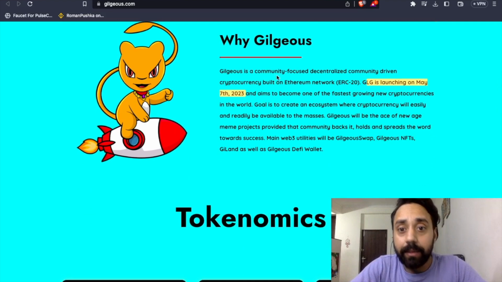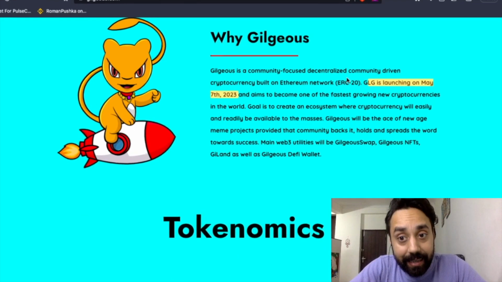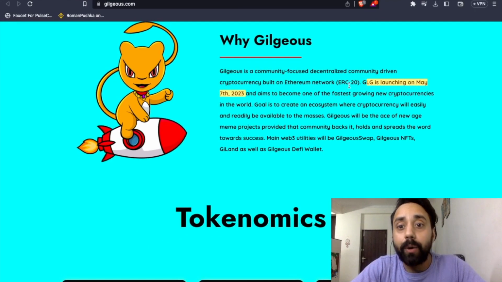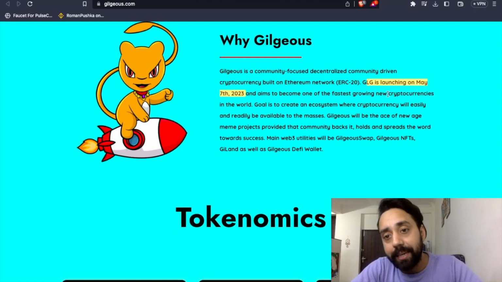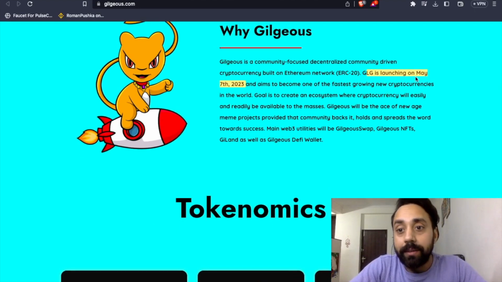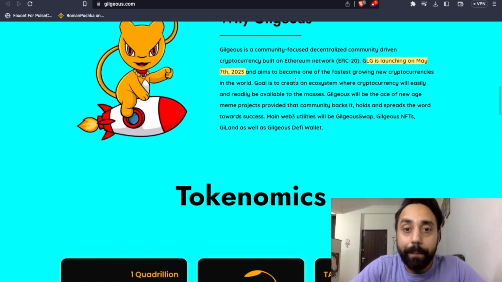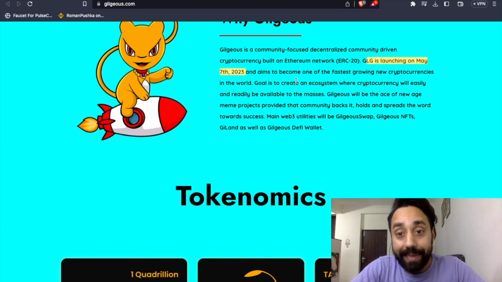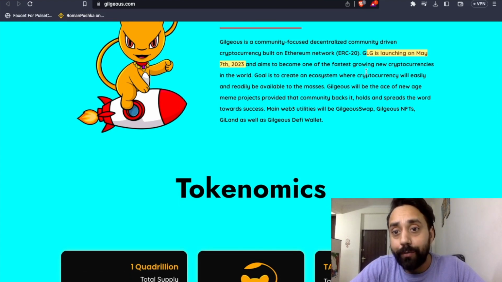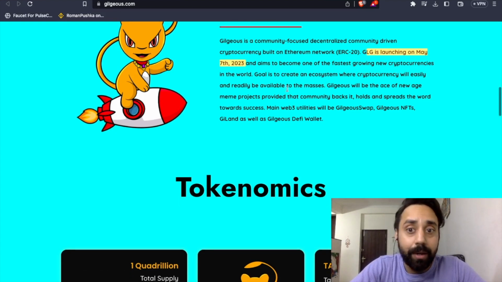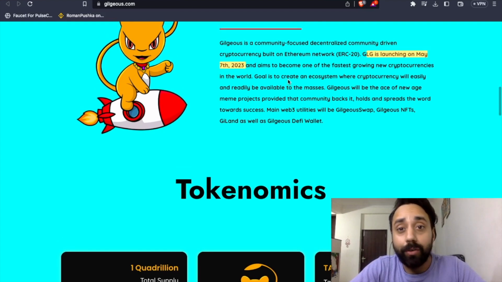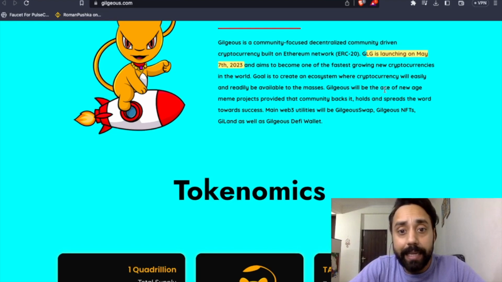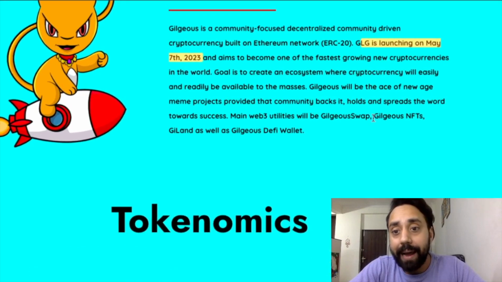So what is GLGS? GLGS is a community focused, decentralized, community driven cryptocurrency built on ERC20, definitely Ethereum. GLG is launched on May 7, 2023. It is already trading on Uniswap DEX, and it aims to become one of the fastest growing new cryptocurrencies in the world. Of course, every meme token wants to gain the limelight, so Gilgeous will be the ace of new age meme projects, providing that the community backs it, holds, and spreads the word towards success.